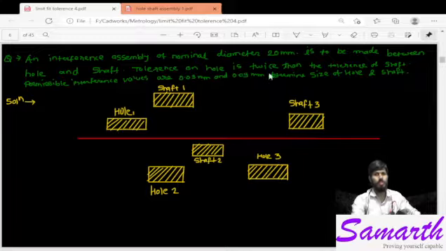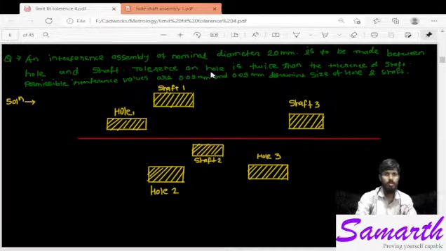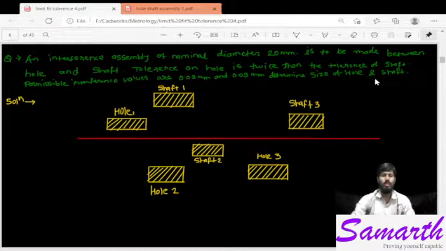Tolerance on hole is twice that of the tolerance on shaft. Shaft tolerance and hole tolerance, the relation between them is given. Tolerance on hole is twice that of the tolerance on the shaft. Possible interference values are 0.03 mm and 0.09 mm. Determine the size of hole and shaft.